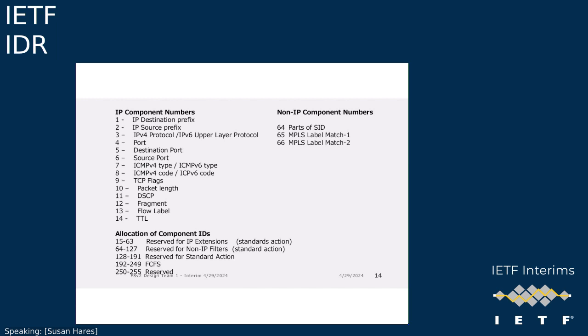So what does the component number look like? Well, this is flow spec V1, where you went from IP destination to IP source to IPv4 protocol or IP upper protocol, port, destination, source, TCP flags, flag length, DSCP, fragment, flow length, TTL. The TTL is the only one added to flow spec V1 because it seemed to be something basic across. The non-IP components, we parked the parts of the SID with the non-IP. I'm not sure that's where it really should have been. Maybe that should be in the extended IP filters. Any thoughts on that would be helpful.